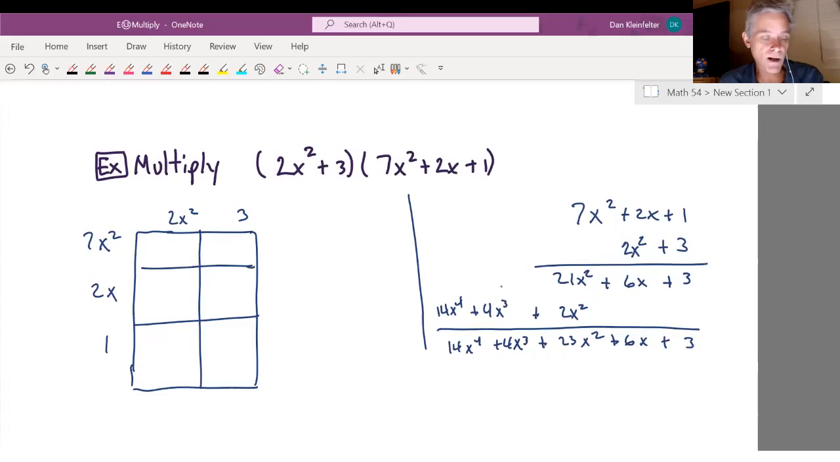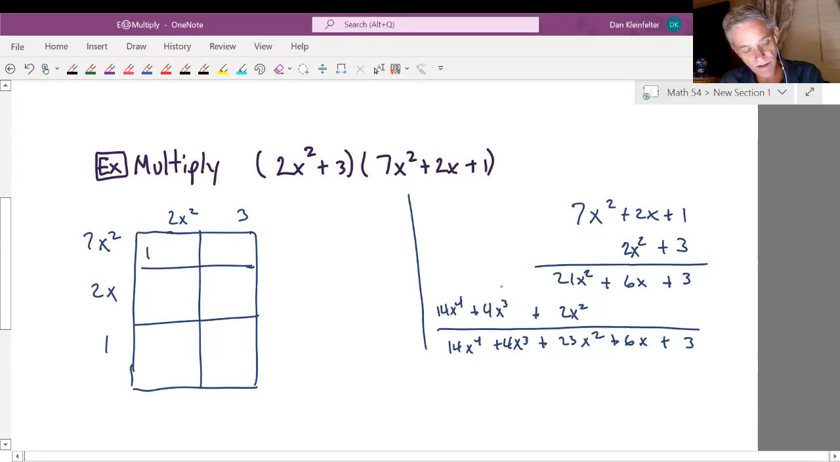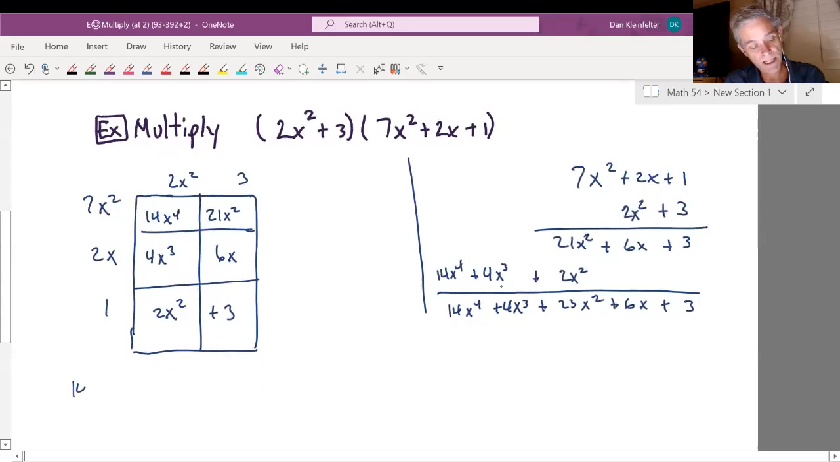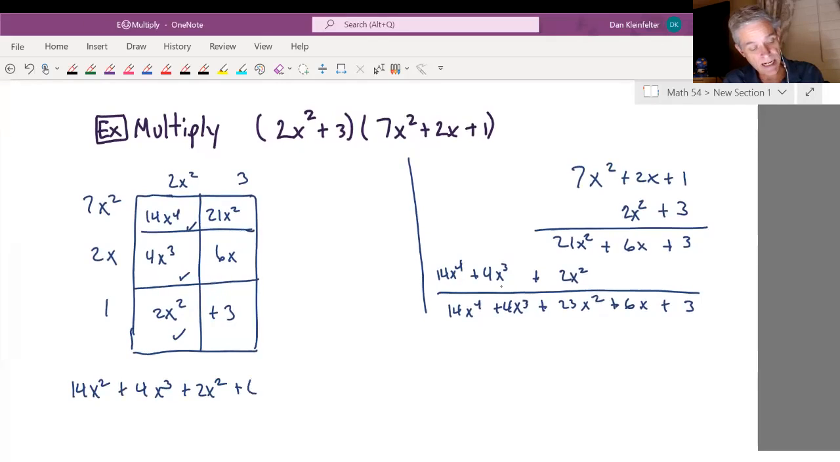Okay, let me multiply the row and columns labeled together. So we'll have 14x to the 4th power. 3 times 7x squared will be 21x squared. Then 4x cubed. Then 6x. And 2x squared and a 3. Okay, so let me write all that down. We'll have 14x to the 4th power, then 4x cubed, then 2x squared, then 6x and a 3.